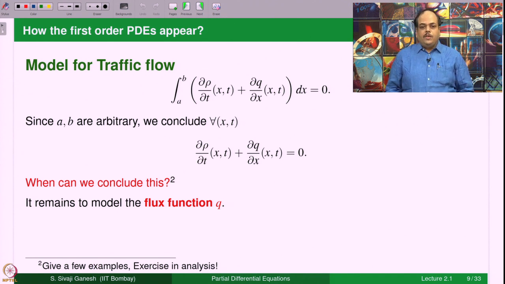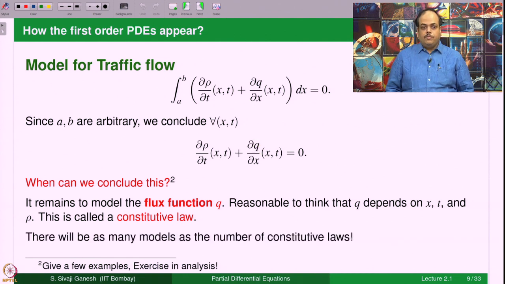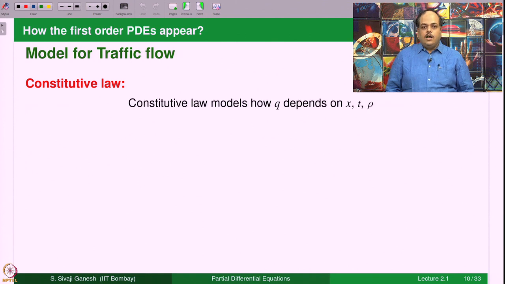Now, what remains is the equation that has rho, that is what the traffic is about, we want to study this, but there is an unknown quantity q, the flux, which is not known. Therefore, we need to model that. It is reasonable to think that q depends on x, time t and the density of cars itself, that is rho. So, q can be thought of as a function of x, t and rho. This kind of proposition of what kind of function it is of the variables x, t and rho is what is called a constitutive law. Of course, there will be as many models as the number of constitutive laws. So, a constitutive law models how q depends on x, t, rho.